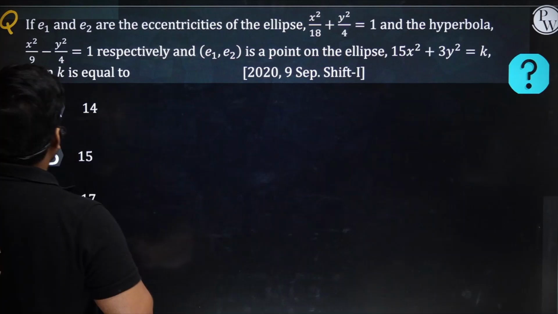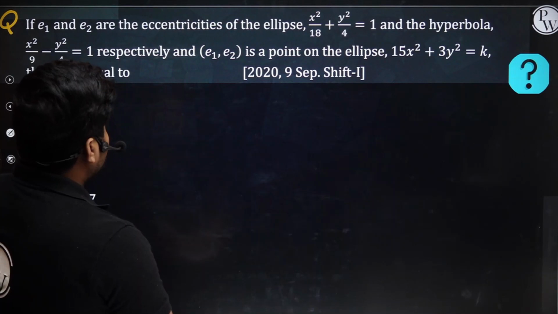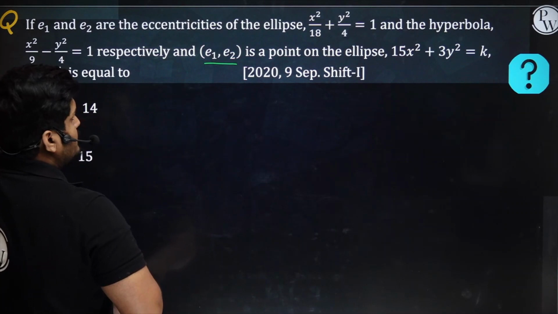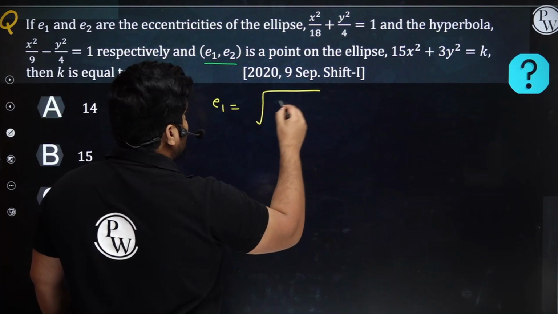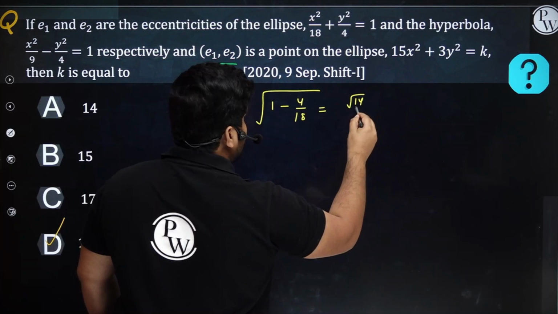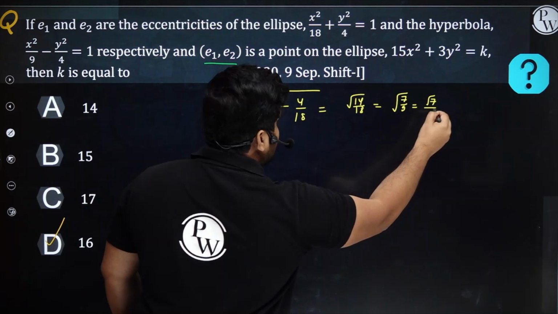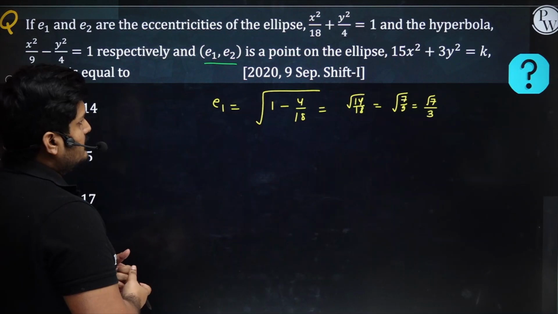E1 and E2 are the eccentricities of the ellipse and the hyperbola respectively, and (E1, E2) is a point on the ellipse. Fine. So this is pure calculation, guys. What is E1? E1 is the eccentricity of this ellipse, which is the square root of 1 minus b square by a square. 1 minus b square is 4, a square is 18, so root 14 divided by 18, root 7 by 9, is root 7 divided by 3. So root 7 by 3 is E1.